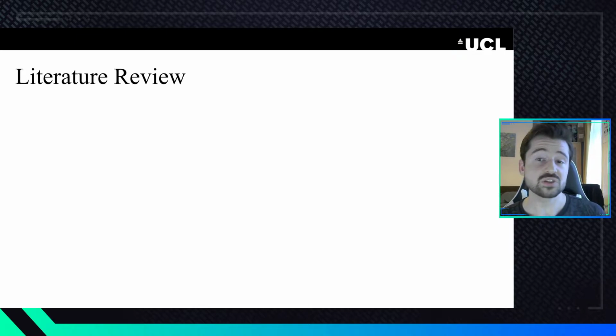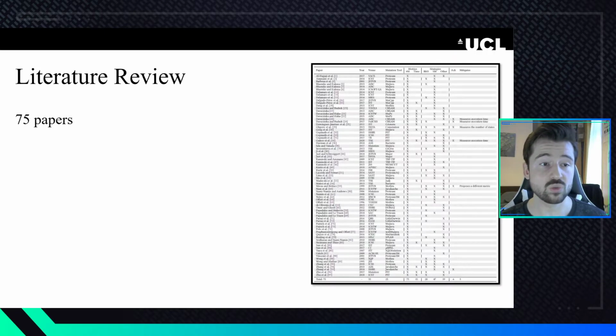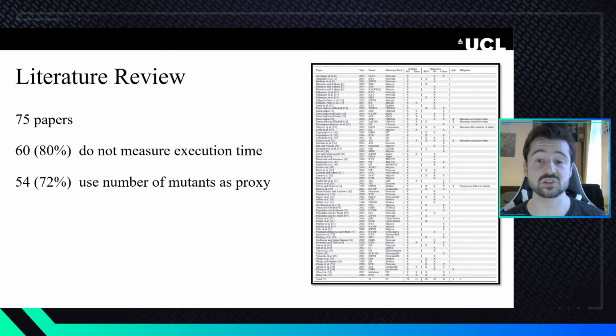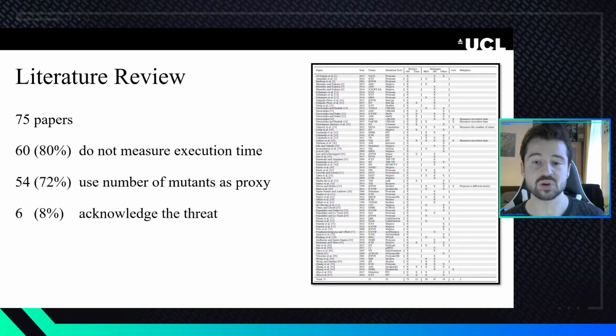Naturally, we first conducted a literature review on mutant reduction by gathering some extra information on this problem. So we found 75 papers in the literature, 60 of which, or 80%, do not measure any execution time at all. What is more concerning is that 54 of those papers, or 72%, use number of mutants as a proxy for cost.